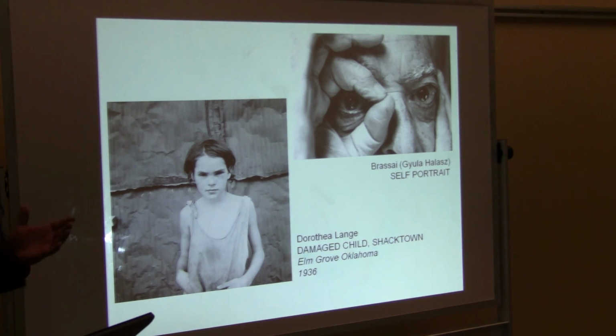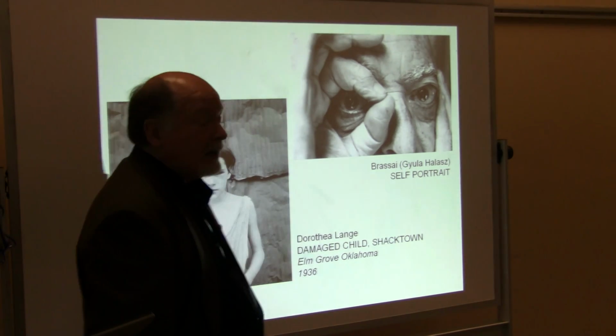Here is Dorothea Lange in the Depression. She did a lot of photographs all over the country of the displaced, the disenfranchised people that were basically living on the fringe during the Depression. The title she gave this one is "Damaged Child," in Shacktown, which happens to be just outside of Elm Grove, Oklahoma. And that little girl's looking at you, and you know she doesn't understand everything, but she knows enough that somebody is here doing something, taking her picture.